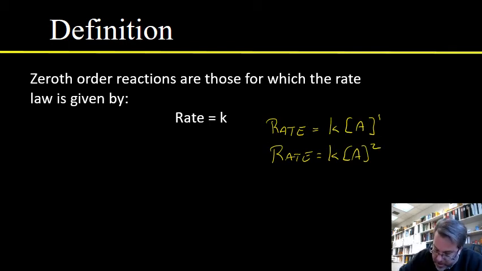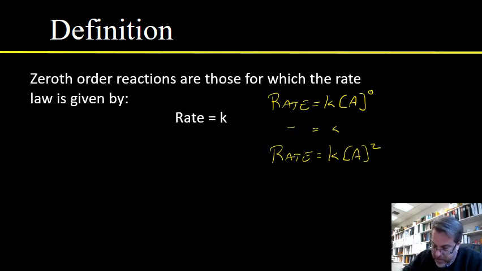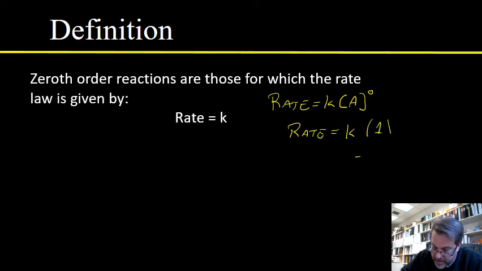So if we put another equation in here, rate equals k times the concentration of A to the 0, right? Remember that anything raised to the 0 power is just 1, right? So k times A to the 0 power is just the same as k times 1. And so that means rate equals k.